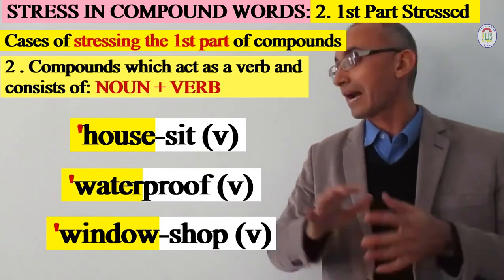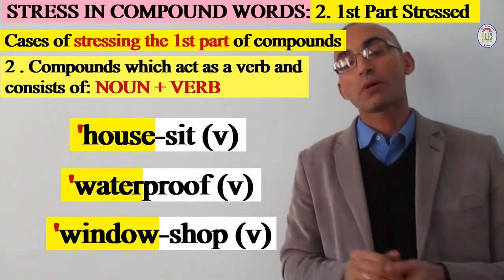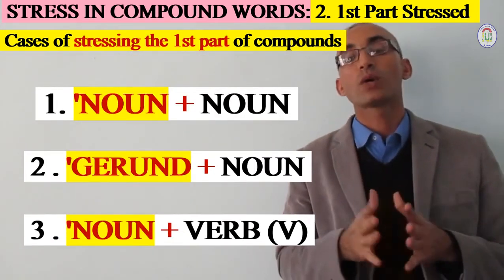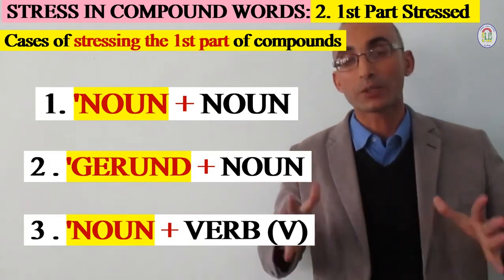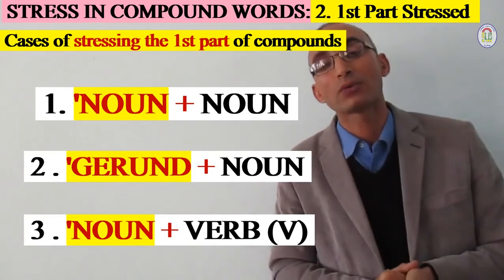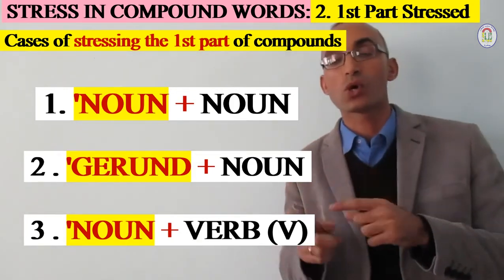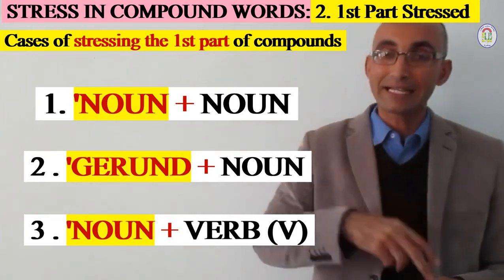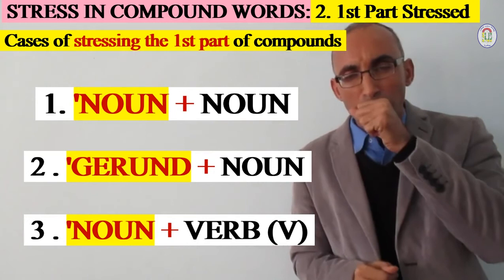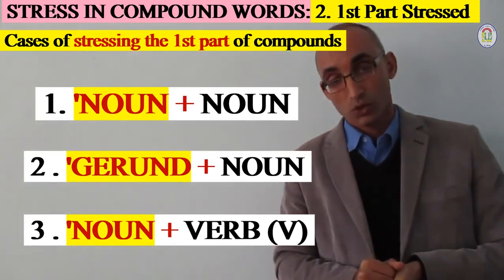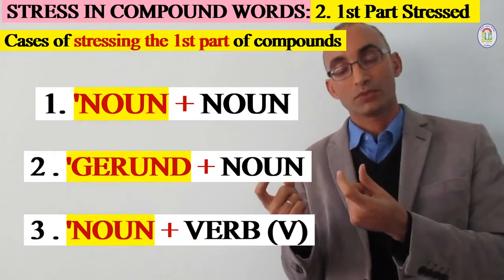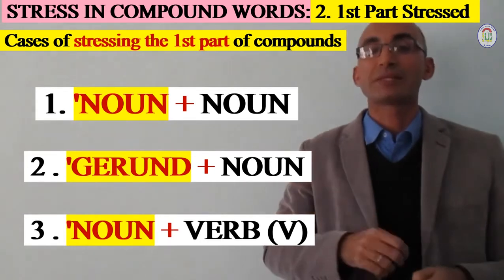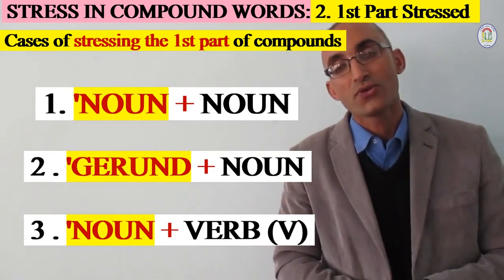So these are briefly the two major cases when we should stress compound words on the first part or element. I repeat. The first case represents compound nouns. It means noun plus noun or gerund plus noun. Here we always stress the first element, usually. Clear? Second case, when you have a compound verb which consists of noun plus verb. Here also we stress the first element, which is the noun in this compound verb.